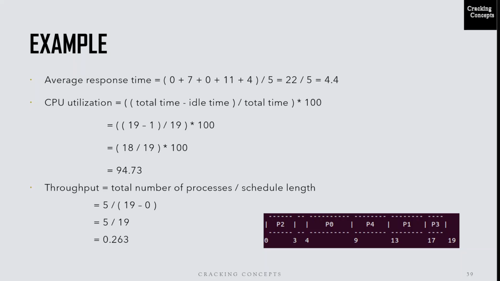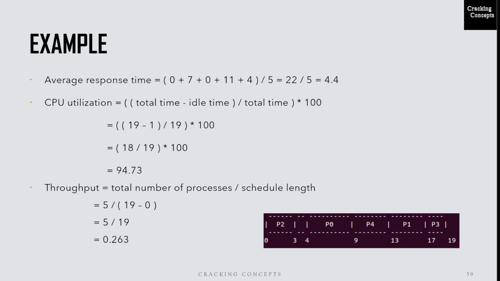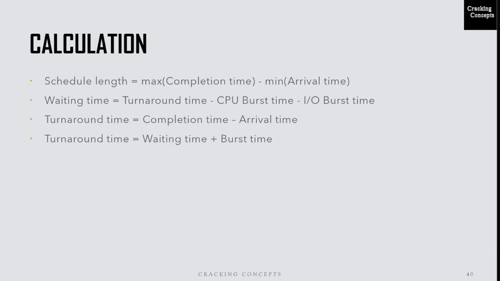Then the throughput is calculated by the total number of processes divided by the schedule length. The schedule length is calculated by the maximum completion time subtracted by the minimum arrival time. So here the values will be 19 and 0. 5 divided by 19 will be 0.263. So these are the equations that we used for the calculation.